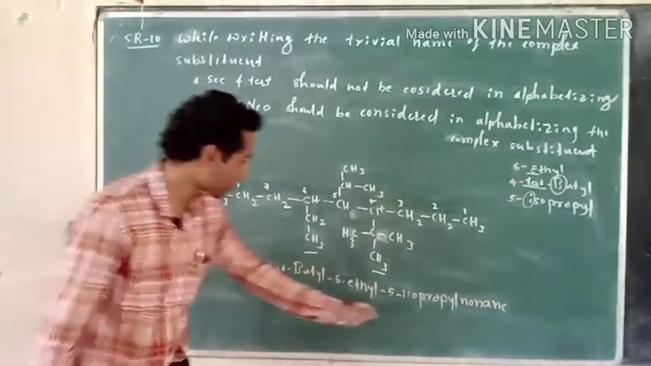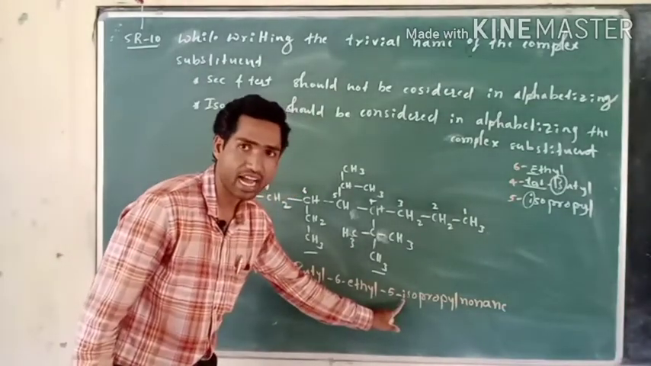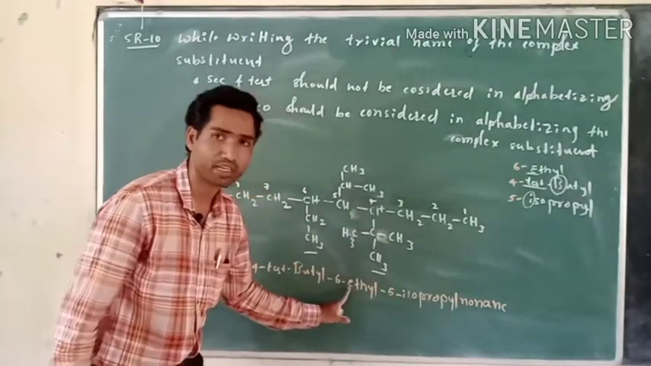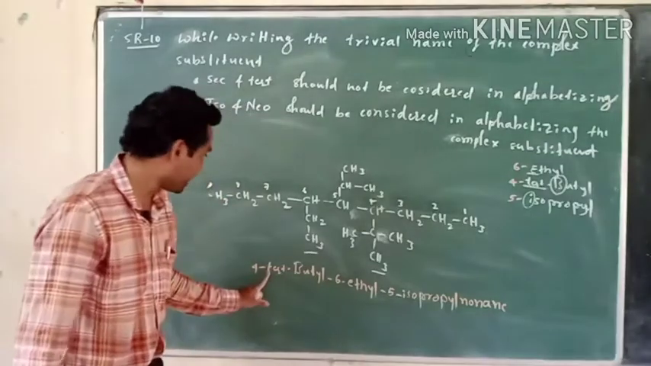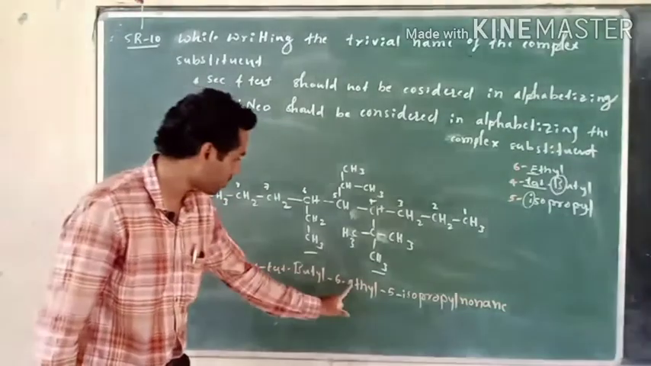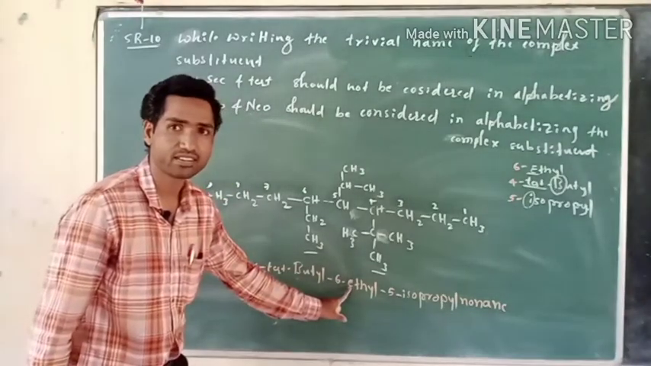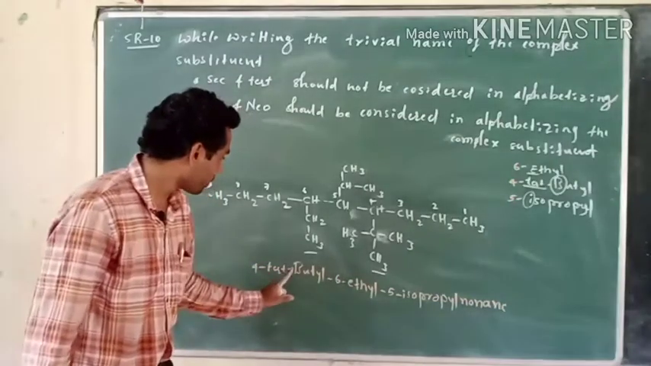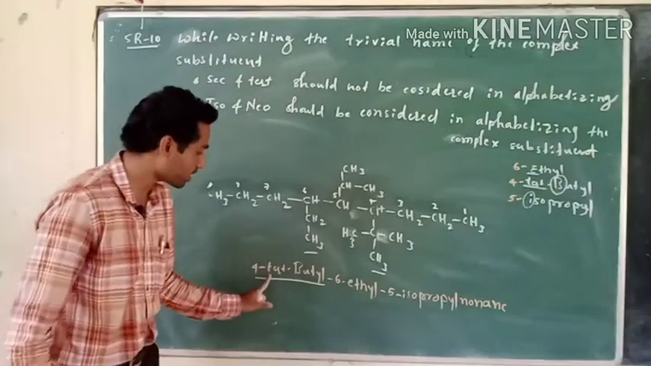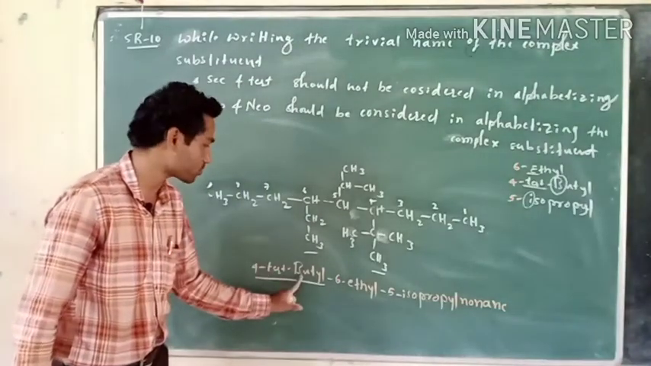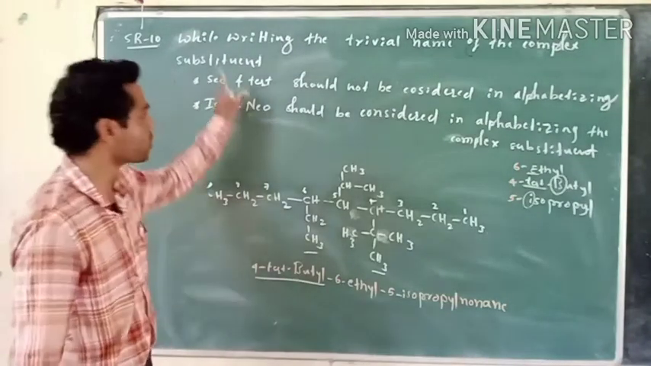Right. So just observe this. I is coming next to E in alphabetical order. Therefore, ethyl is written first. T actually comes after E, right? But I am writing this substituent first. Why is it so? Because we are not considering T as the first letter of this substituent. That is what the rule is.